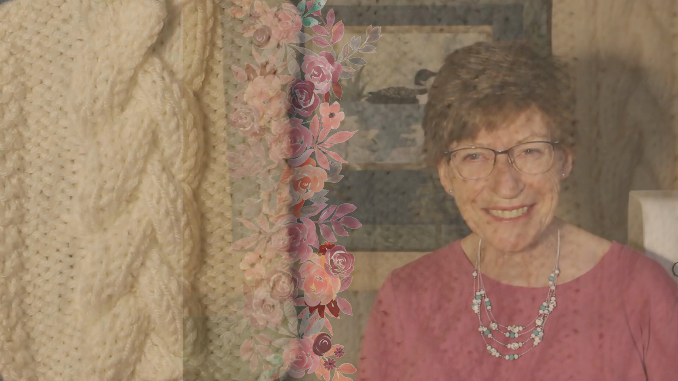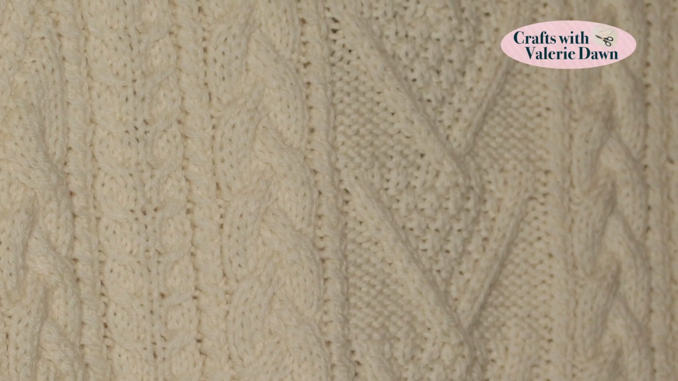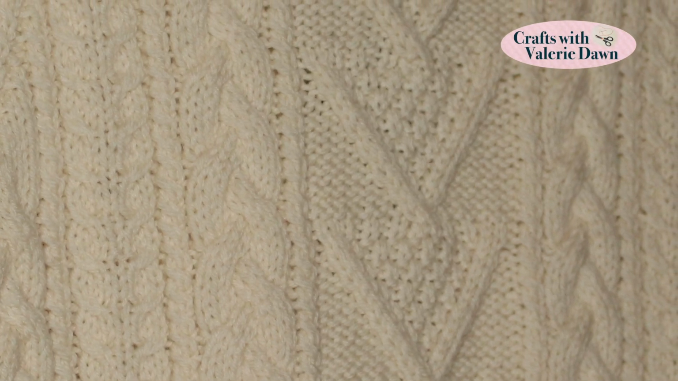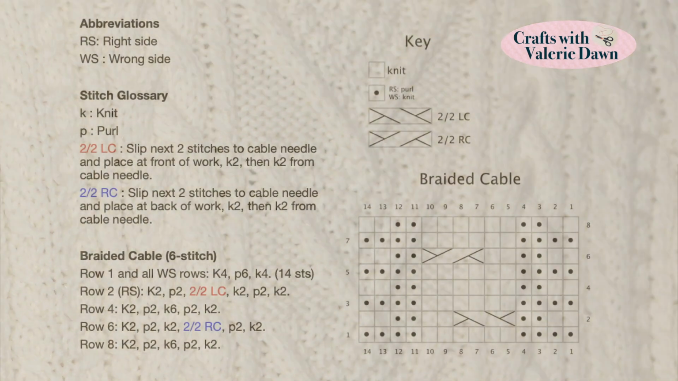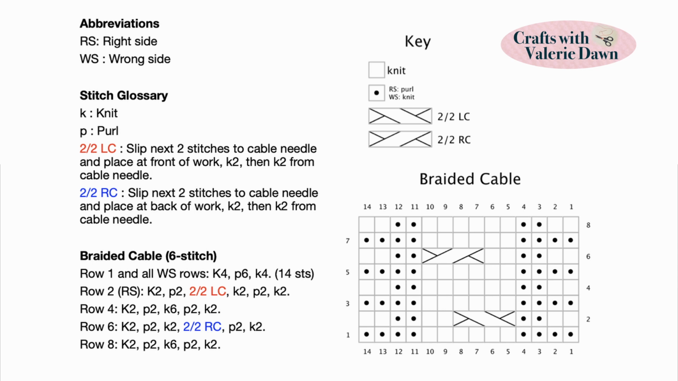Hi, this is Valerie. In this video, I'll show you how to knit a cable stitch called the 6-stitch braid and how to read the knitting graph and corresponding pattern. Let's get started. The braided cable, also called the braided plait, is a traditional knit cable stitch commonly used in Aran sweaters. This is the pattern and the corresponding graph.